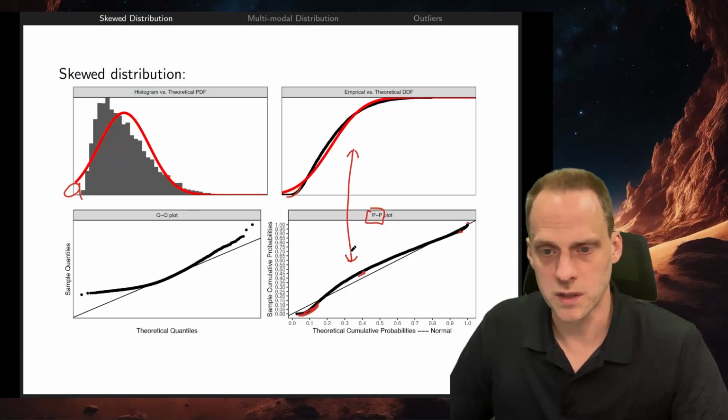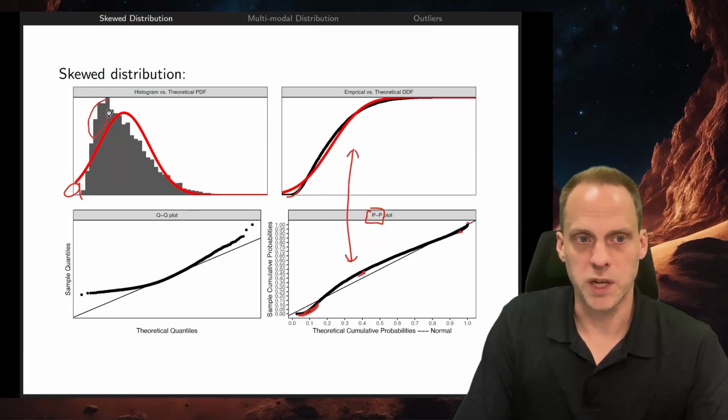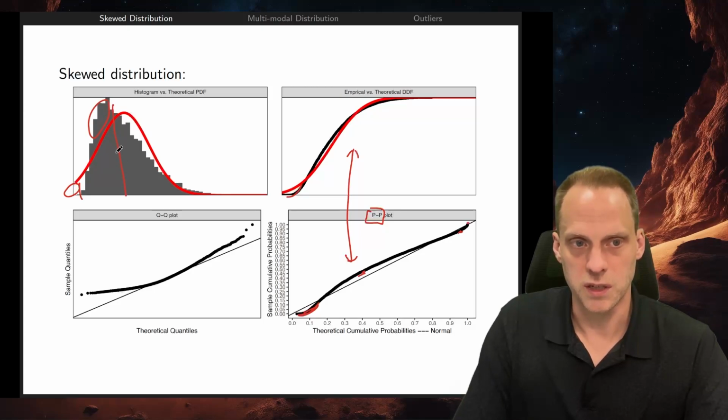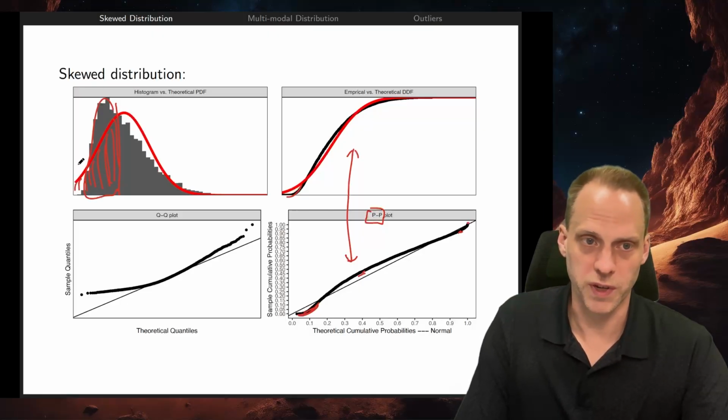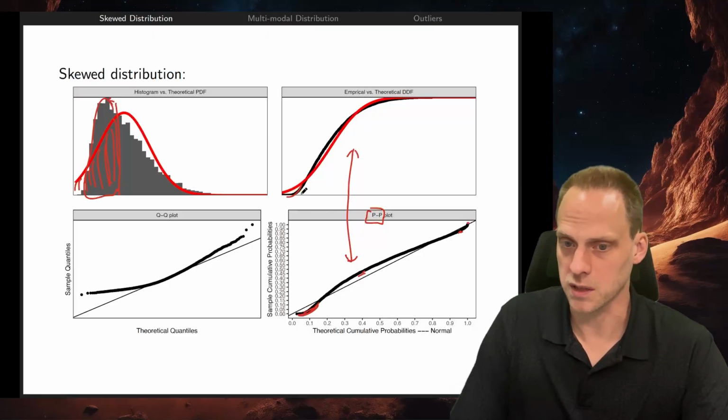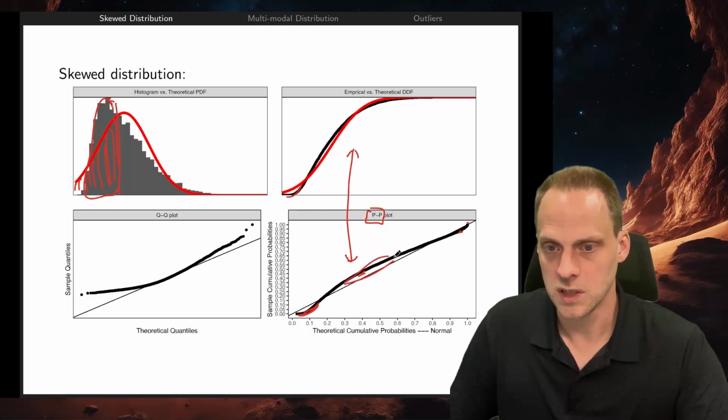Why is it above here? That's because we have way too many points here. Like at this point here, let's say we draw a line here, and we add all these bars together, that's a higher area than this part of the curve in the theoretical distribution. More observations occurred left of this point than we expected. And that's why we have this area above the curve.